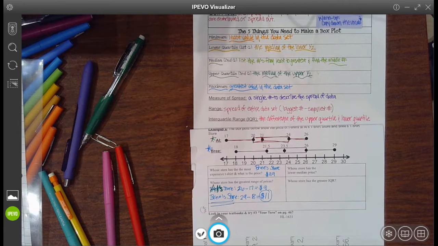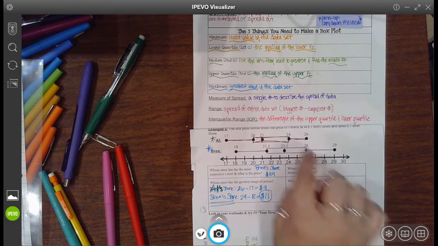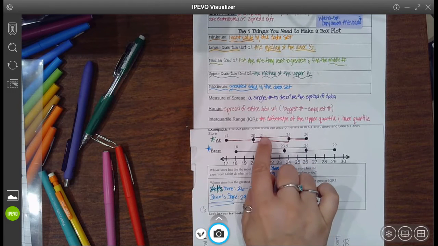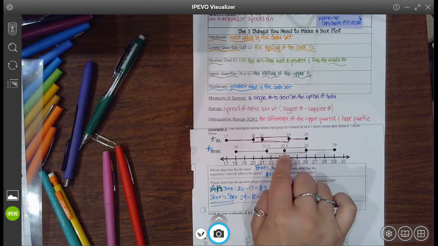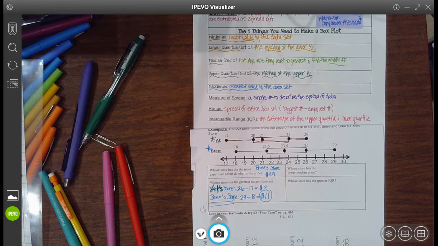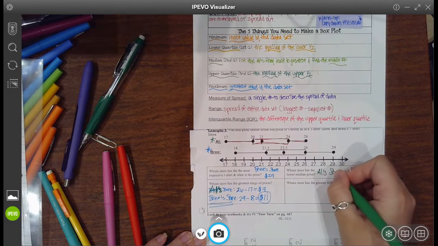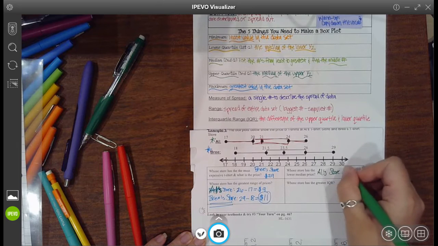Okay. Whose store has the lower median? Where's the median on a box and whisker plot? It's the one with that line down. It's the center of the box. So this median is 21. This median is 23.5. So who has the lower? Owl store at $21.